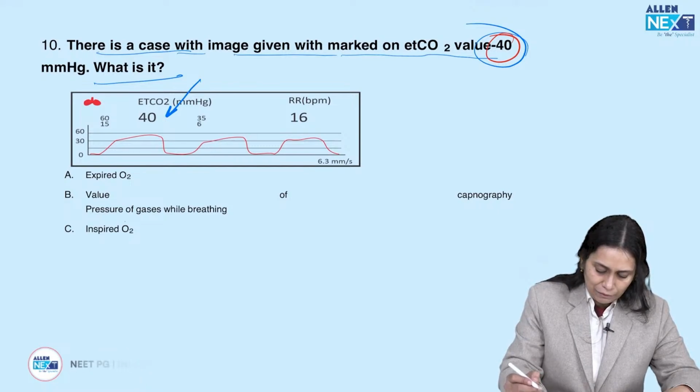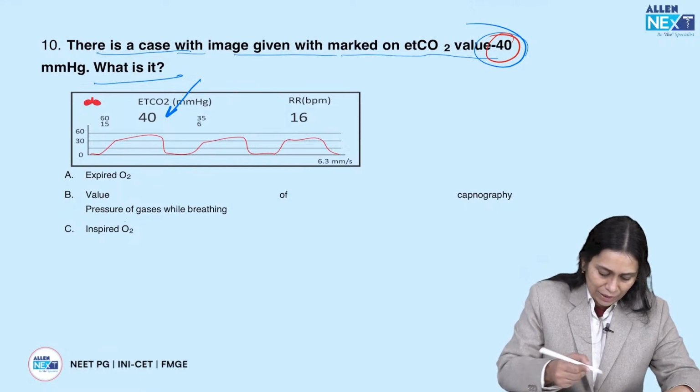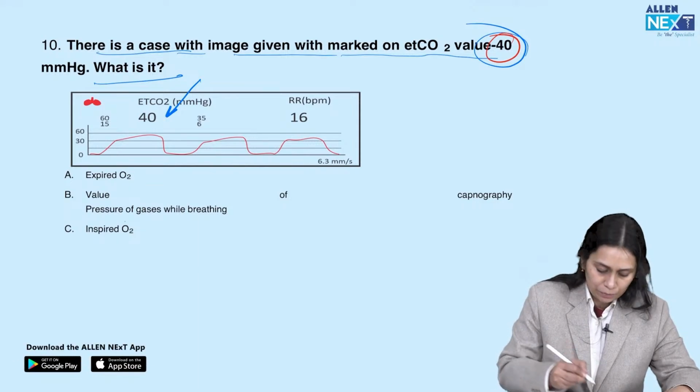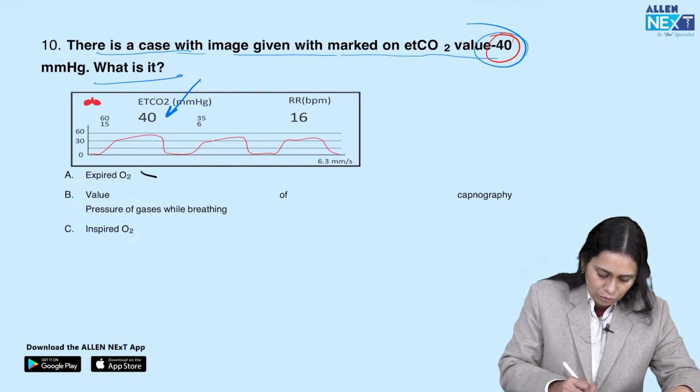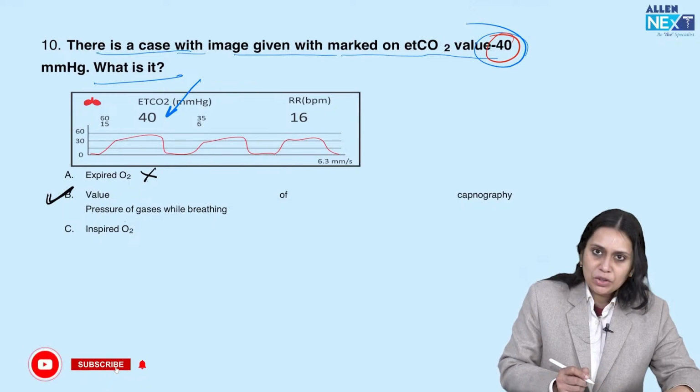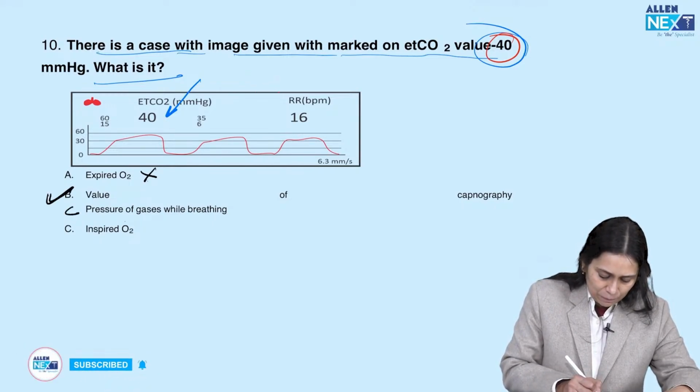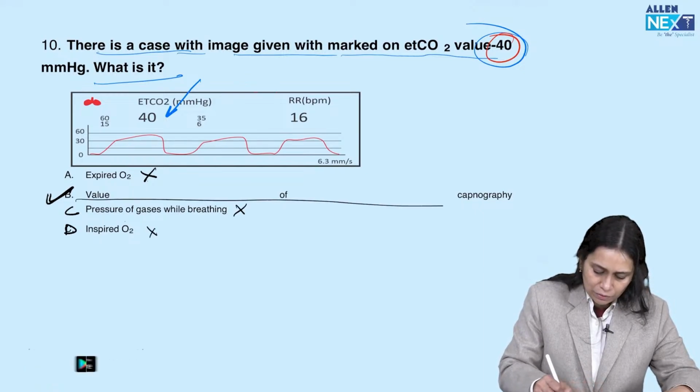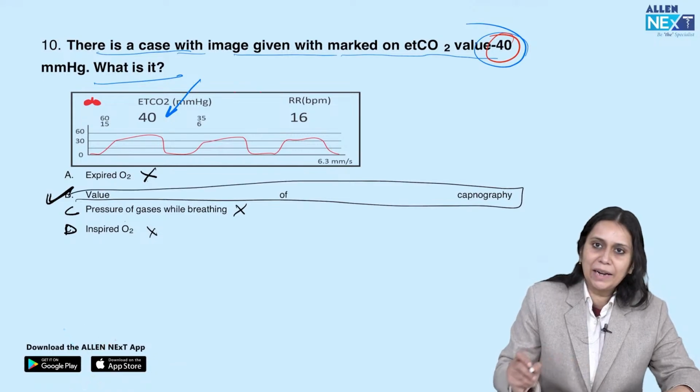This is the value of capnography. So going through the options: expired oxygen, no. Value of capnography, yes, this is the value of capnography. Pressures of gases while breathing, no. Inspired oxygen, no. So these are wrong. It is the value of capnography. It is the value of end tidal CO2.